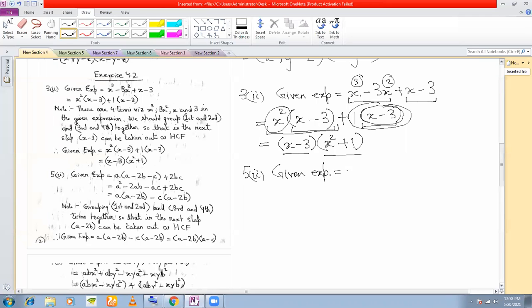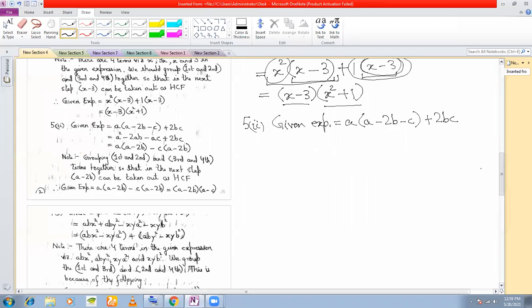The given expression here is a times a minus 2b, minus c times a minus 2b. Okay. So now here I see that I have a product here. So what I do is I first multiply everything with a. So I get a square minus 2ab minus ac plus 2bc. So see, now I'm getting 4 terms here. Okay, so that means I group 2 at a time.